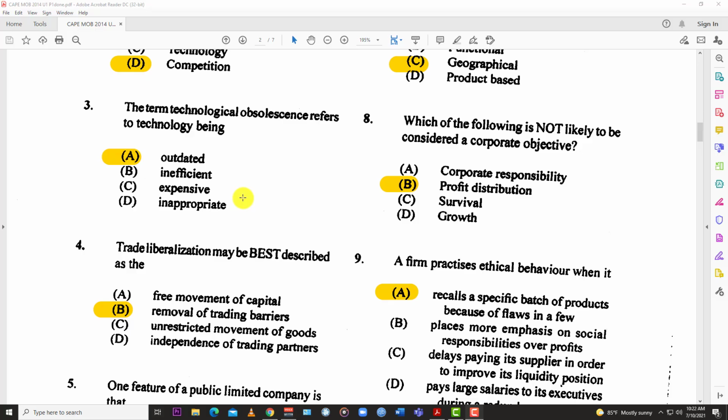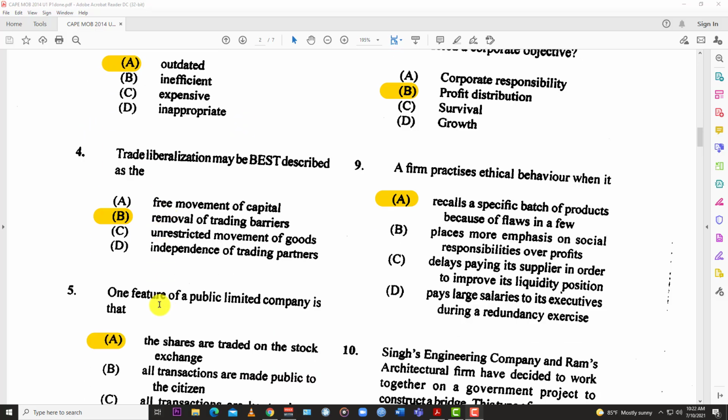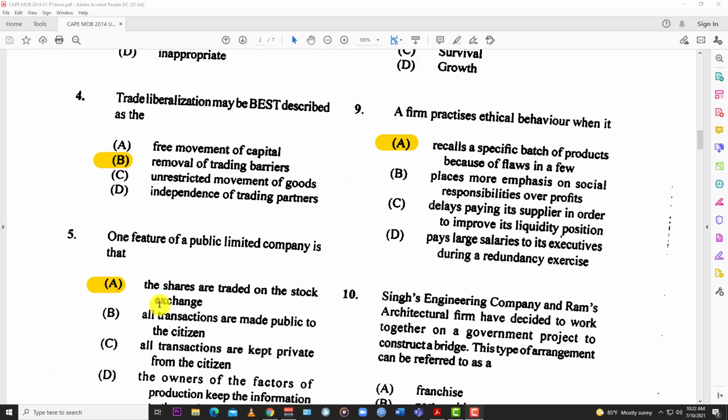Number 4, trade liberalization may be best described as A, free movement of capital, B, removal of trading barriers, C, unrestricted movement of goods, and D, independence of trading partners. The best answer here is B. If you have been liberated, that means you have been freed. So when we're talking about trade, we're talking about the removal of trading barriers, restrictions, tariffs, and those things, to open up trade and make it a little more free, a little more liberal.